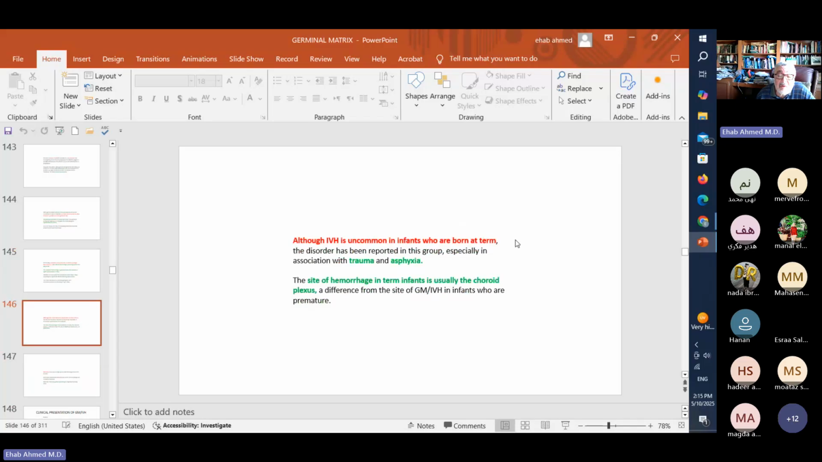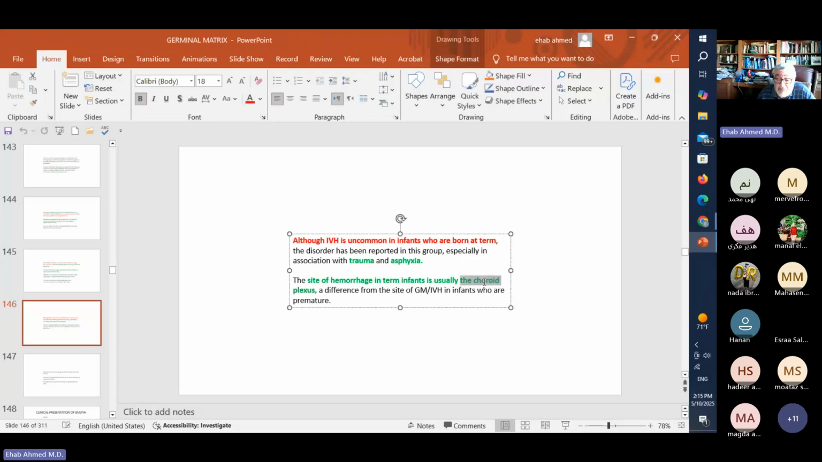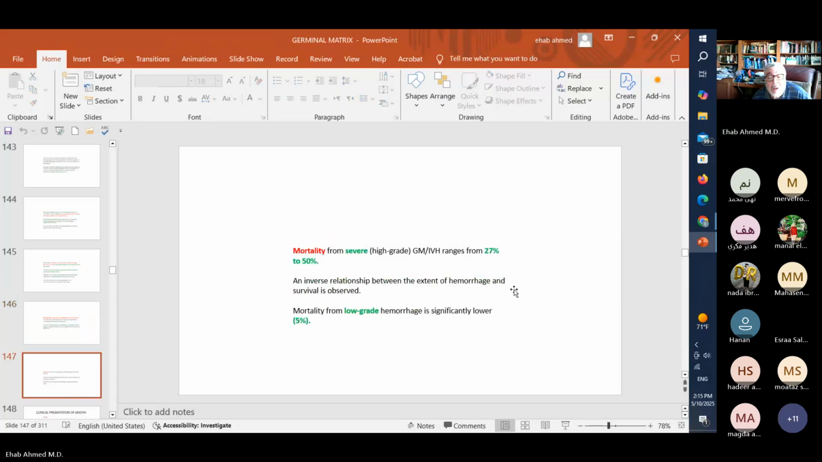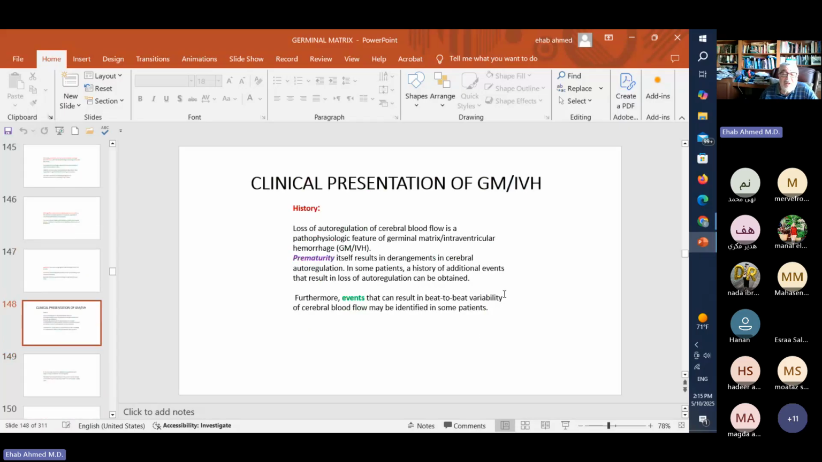Term babies could have intraventricular hemorrhage, but it is totally different from that in preterm babies. Usually it's secondary to trauma or asphyxia. It comes from the choroid plexus, not from the germinal matrix. So it is a totally different disease. And then the mortality could be up to 50%, from 27 to 50%, based on how severe the GM-IVH is.